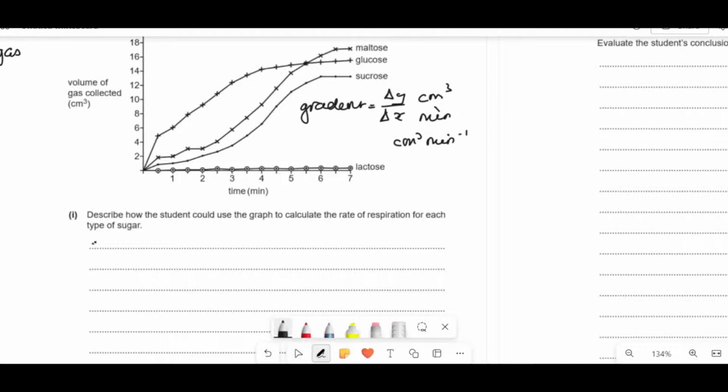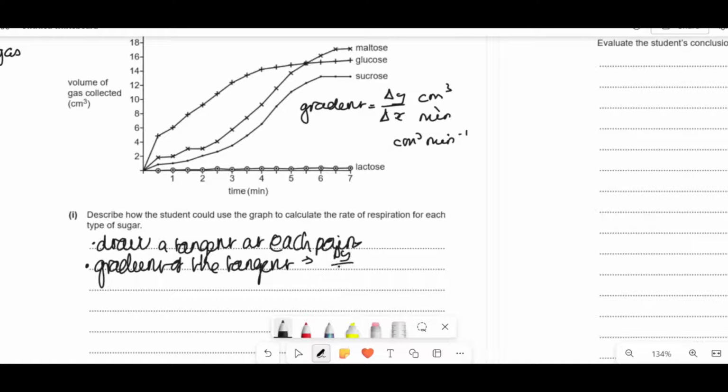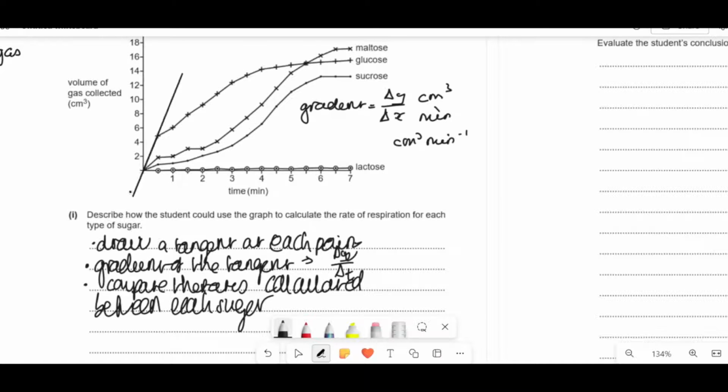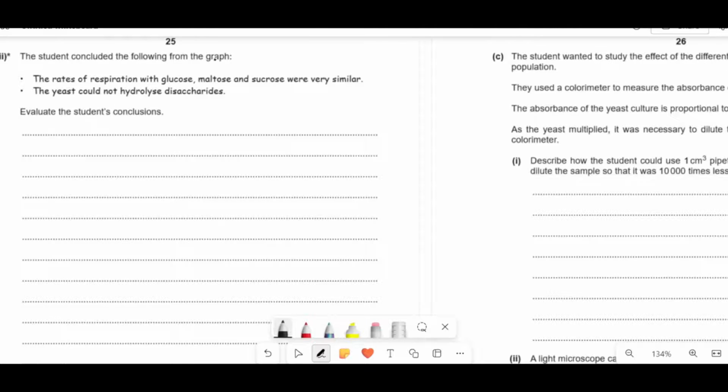So what we would say is that we need to draw a tangent at each point, and then you could work out the gradient of the tangent, which is your change in y over the change in time, so change in volume of gas over time. And then you could compare the rates calculated between each sugar. So here, if I drew a tangent here, that's a quite steep tangent. The gradient's quite steep, so the rate is quite high. Here it's not very steep. It's less steep, so that means the rate is slower. Here it's not very steep at all, and here it's barely existent. So there you go.